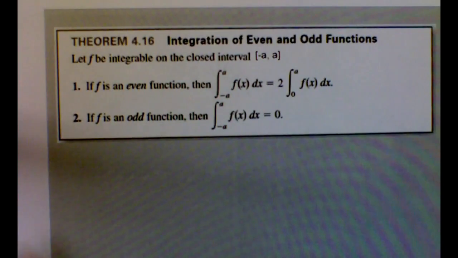And now, integration of even and odd functions. If your function is integrable on the closed interval -a to a, if the function is even, then the integral from -a to a of f of x dx is equal to 2 times the integral from 0 to a of f of x dx. If it's an odd function, then an integral from -a to a is always equal to 0.